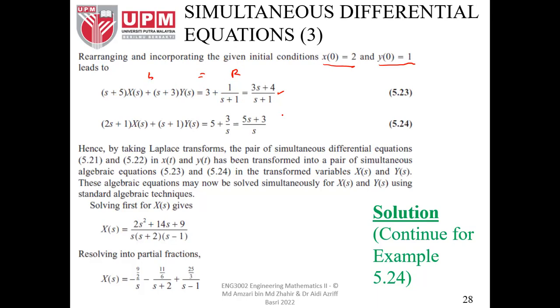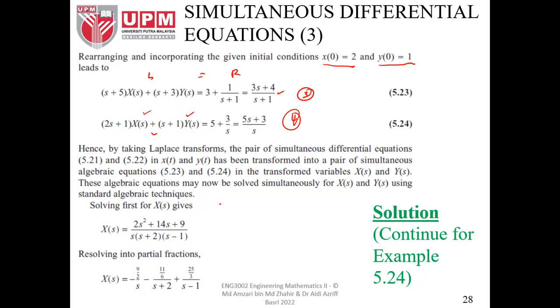For the second equation, we simplify it by substituting x naught and also y naught. You will get a similar form, and the right side is (5s plus 3) divided by s. So now you have equation number 3 and equation number 4. The pair of simultaneous differential equations, equation 1 and equation 2 in terms of x(t), has been transformed to equation 3 and 4 in terms of the variables X(s) and Y(s).